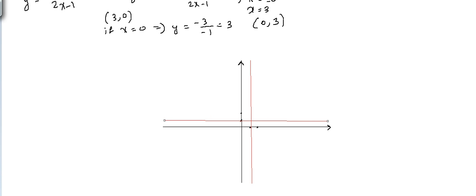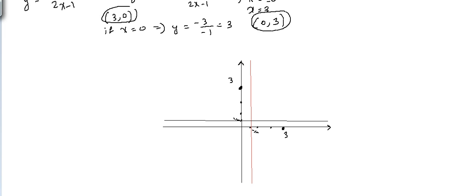Let's put the particular points, they are important. We got 3, 0 and 0, 3. This is half, this is 1, this is 2, this is 3, so this is the point 3, 0. And this is 1, this is 2, this is 3, so this is the point 0, 3.